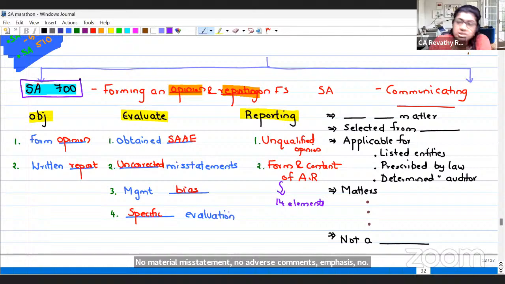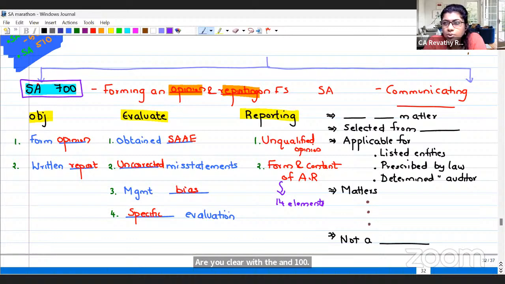Are you clear with SA 700? I think you don't need a rest, no? 701, can you say? After that, one minute off. So 701, some other SA has a link to 701.